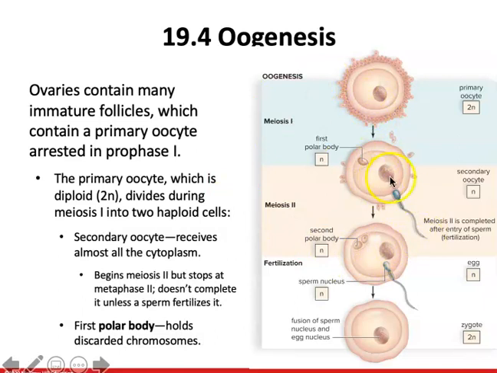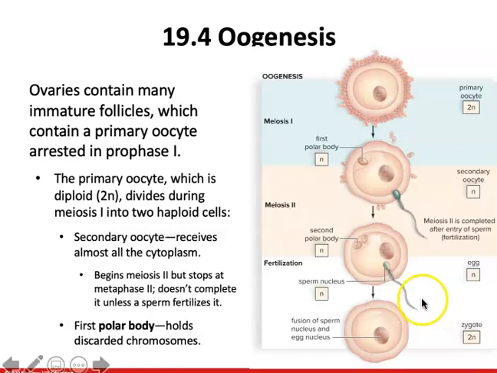The secondary oocyte is going to receive almost all of the cytoplasm, all of the organelles, all of the nutrients. This is also going to then begin meiosis 2, but it stops at metaphase 2. It's not going to complete its total division unless it's fertilized by a cell. Now, those polar bodies that are off to the side are ultimately going to just hold the discarded chromosomes. The secondary oocyte is going to leave the ovary during ovulation.